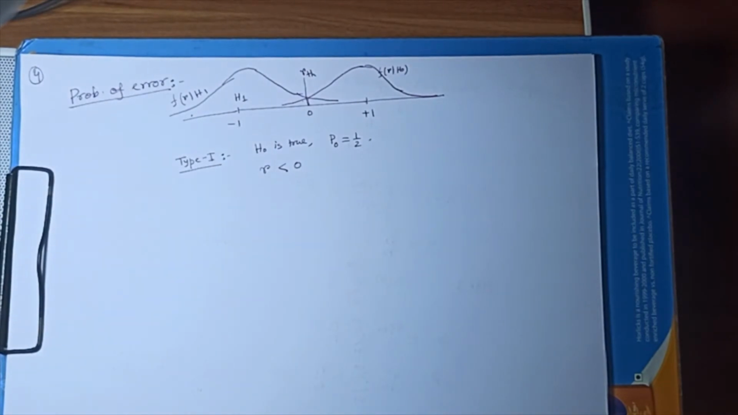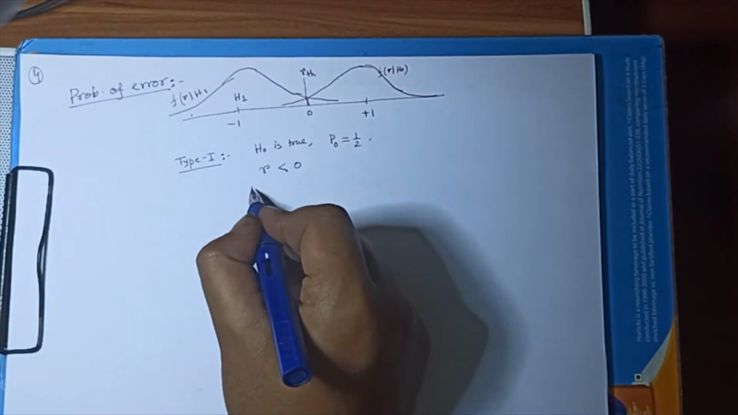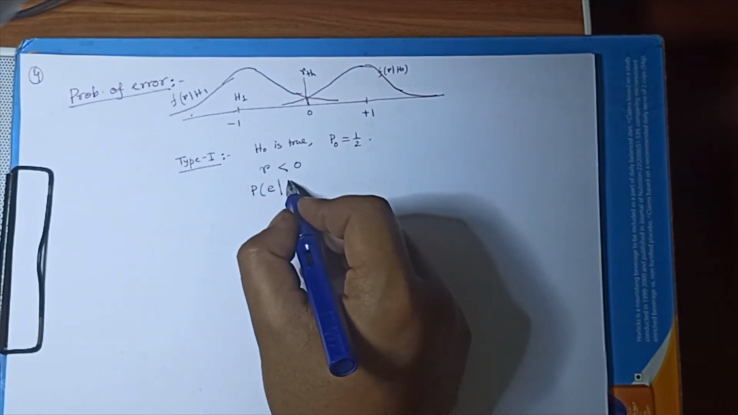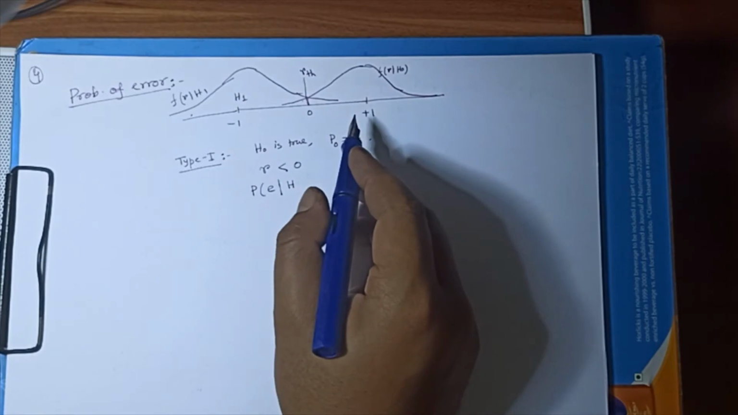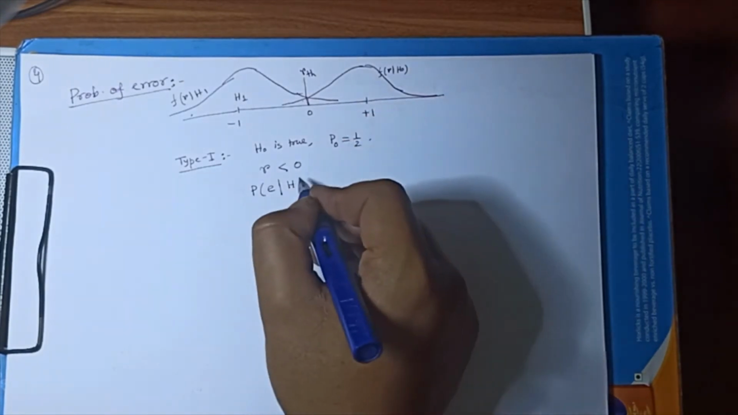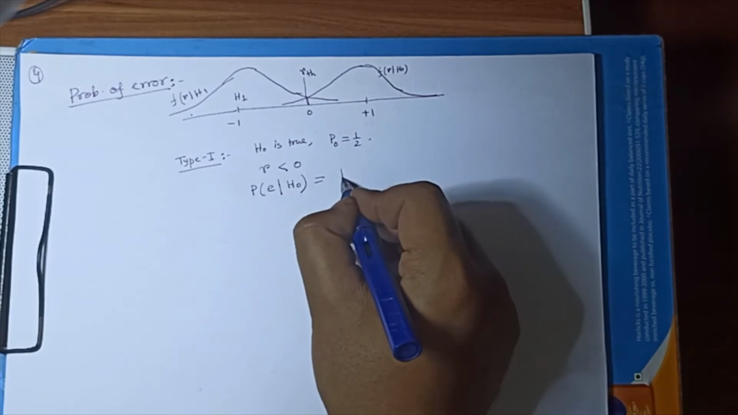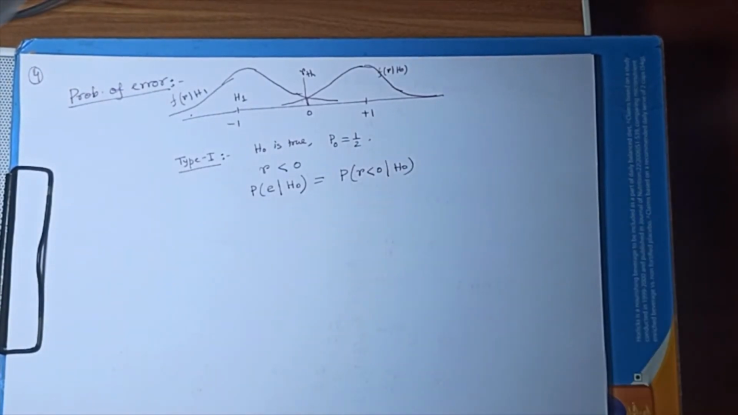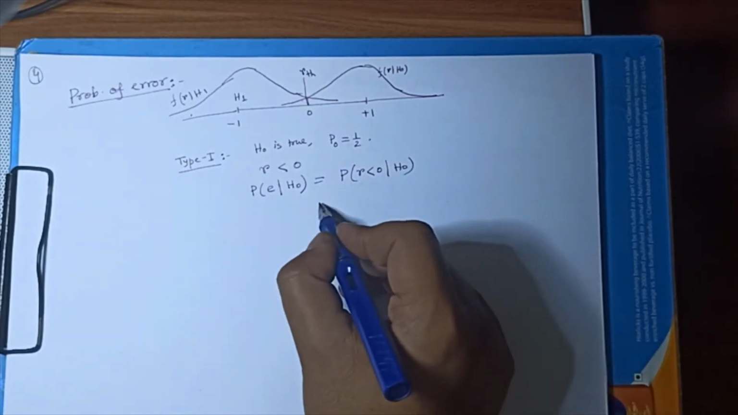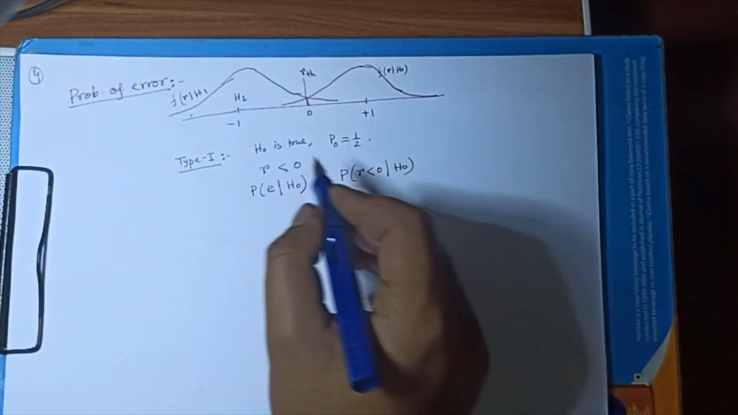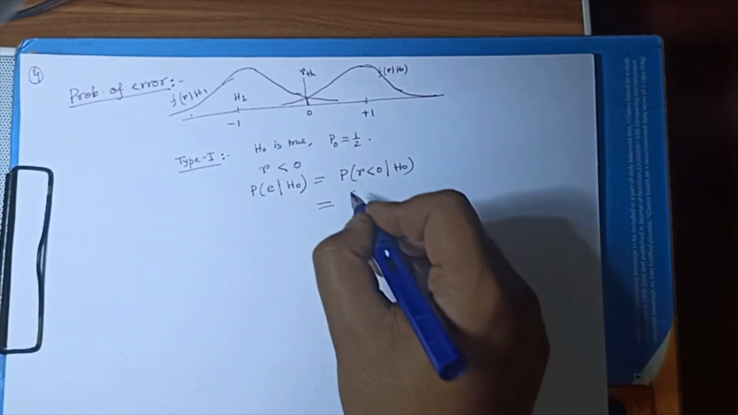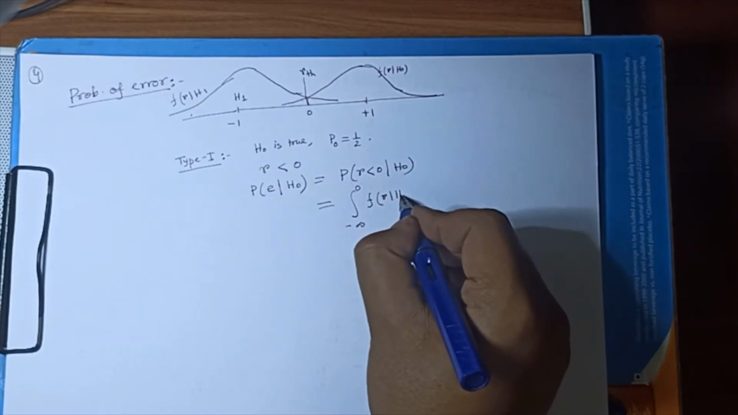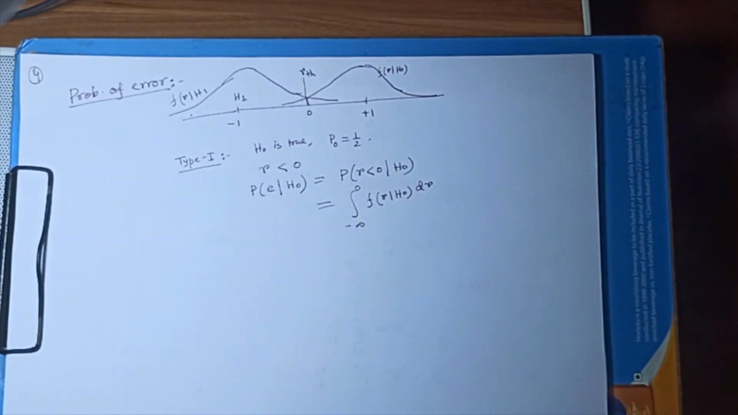So what is the probability that r will be less than 0? The probability of error when r is less than 0, under h0, is equal to the probability of r less than 0 under h0. What is that probability? It is basically the integral over the entire region of h1, that is -infinity to 0, of f of r given h0 dr. This is the probability, isn't it?